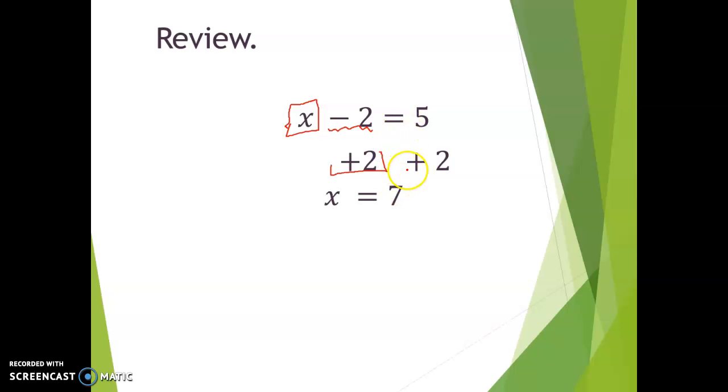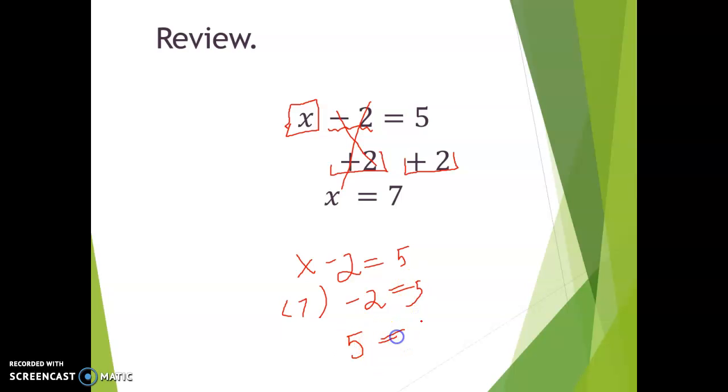Whatever we do to the left side, we also do to the right side. So we're going to add a positive 2 to the right. Our negative 2 and positive 2 on the left will cancel, and that leaves us with x equals 7. If we plug that back into our original equation of x minus 2 equals 5, we substitute that 7 back in for the x. We get 7 minus 2 equals 5, or 5 equals 5. That is a true statement. So this should not be too complicated for you. We're just reviewing those steps of how to solve for a variable.